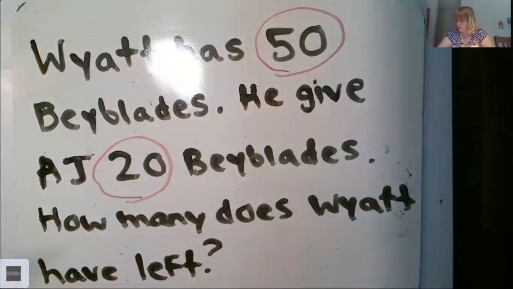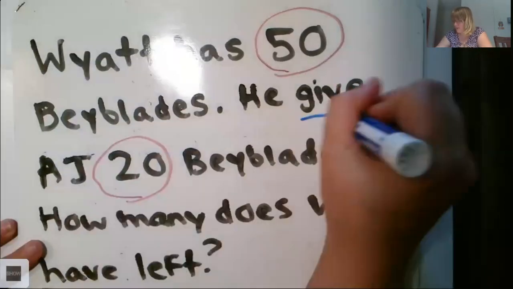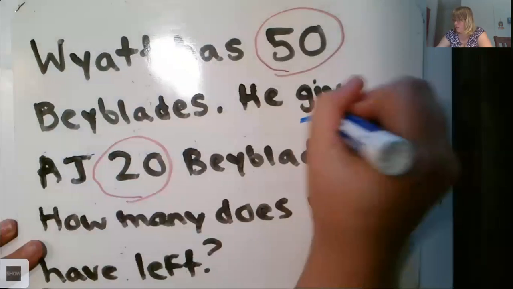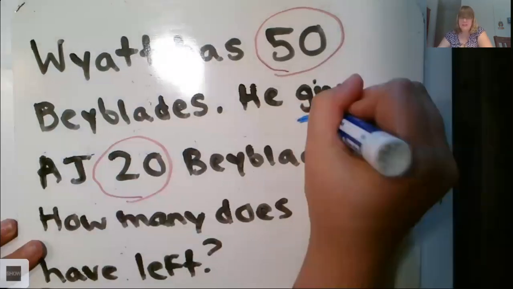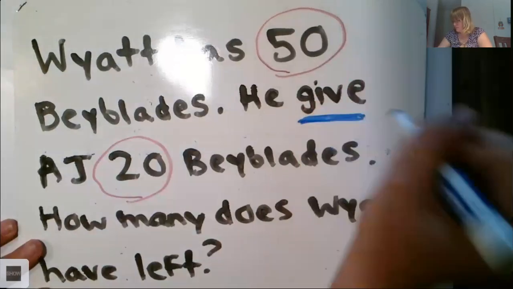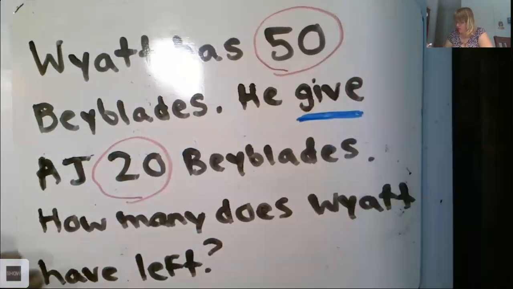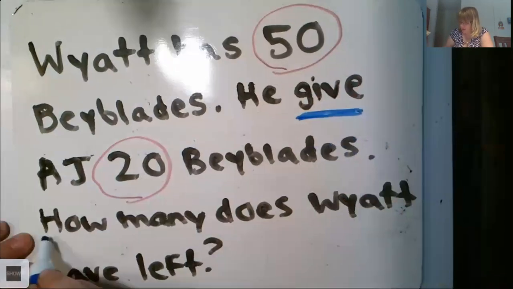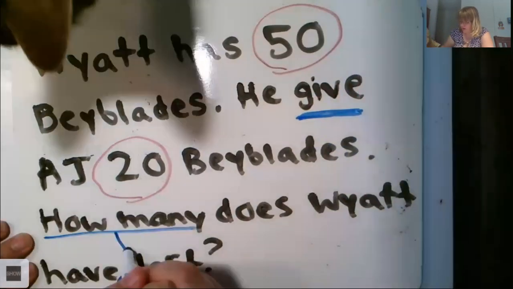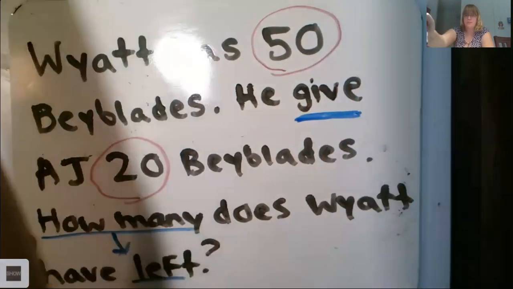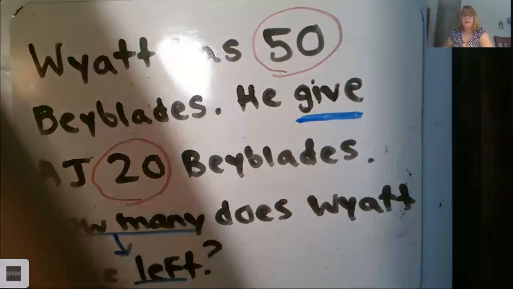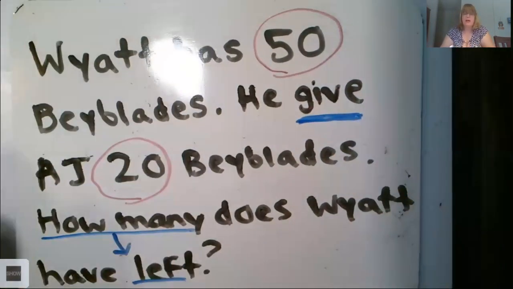So 2 keywords in this problem that might help us are maybe give, because if we give to somebody, we know that we're taking away from what we had. So Wyatt's going to have less if he gives them to AJ. And another good keyword is how many left. So we're kind of connecting those 2 parts of the problem, because if he has some left, we know he lost some Beyblades. He doesn't have 50. He gave them to AJ, and now he's going to have less total at the end of the day.